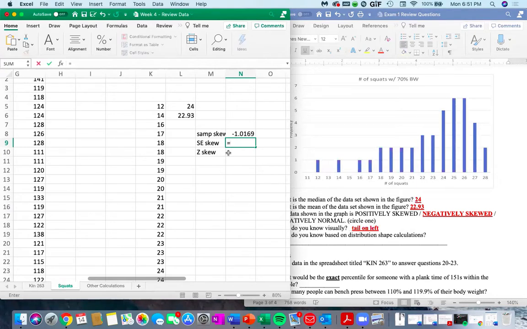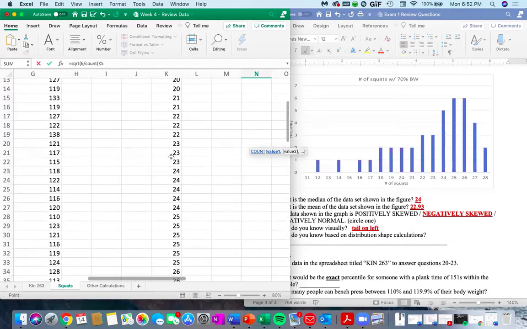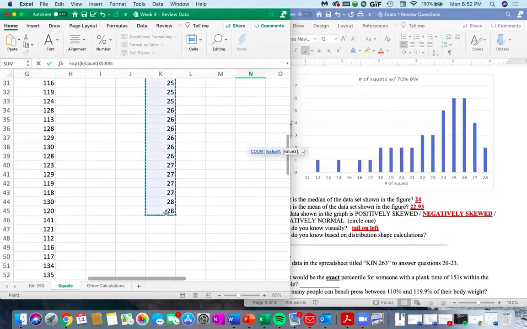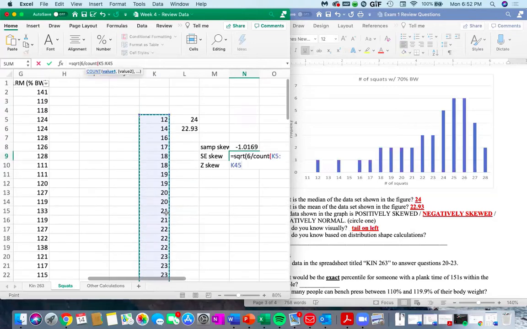Square root of 6, yep. 6 is what we use for skewness, divided by the count, the how many numbers, right? How many people we have within our distribution. I like to use the count function. I think it's easy to use.